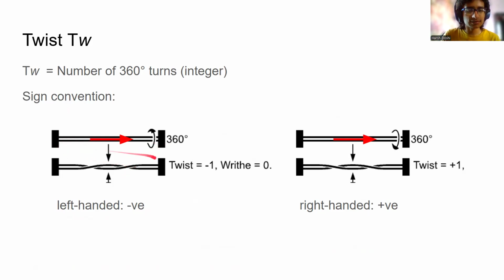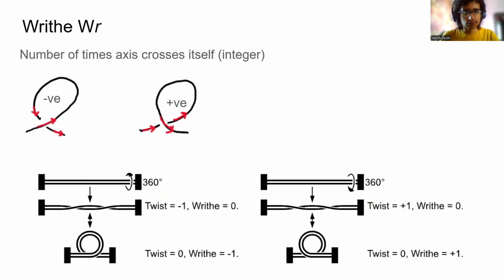And once the twist is introduced and the ends are fixed such that they cannot rotate, then this twist is locked into the system. And we can describe this twist by the number of 360-degree turns. It has a sign convention depending on which way the two curves are twisted. And this will be important when we also consider the non-local effects of supercoiling. The non-local effect is quantified by something called the writhe. It is the number of times the whole axis of the two curves crosses itself.